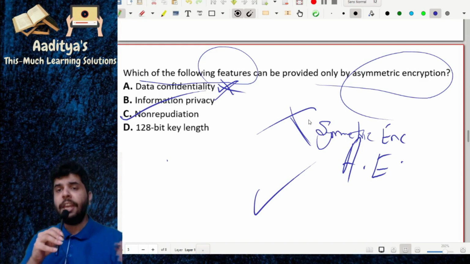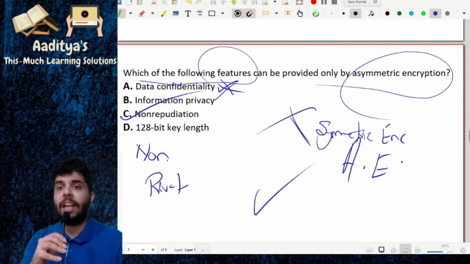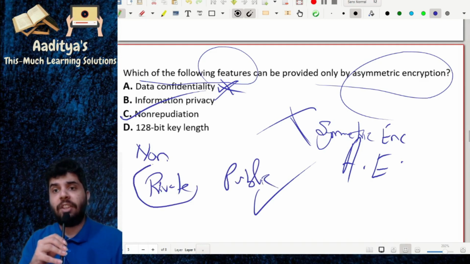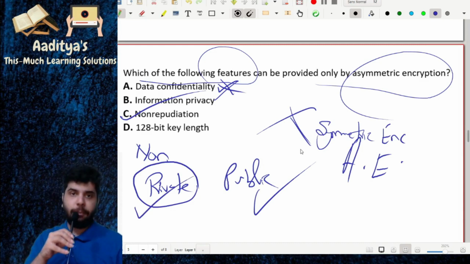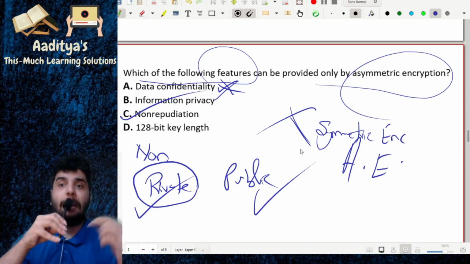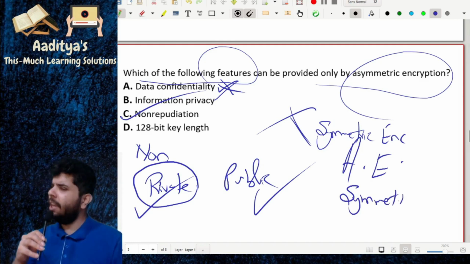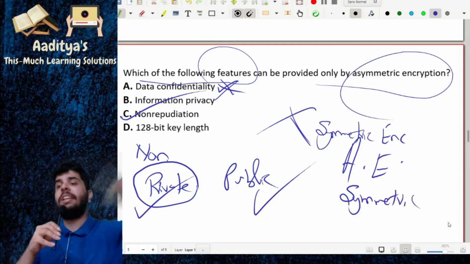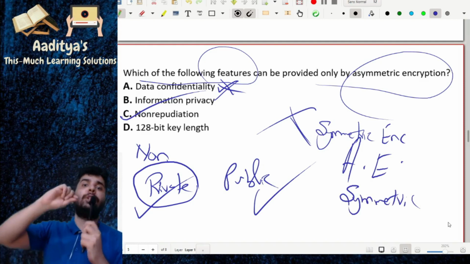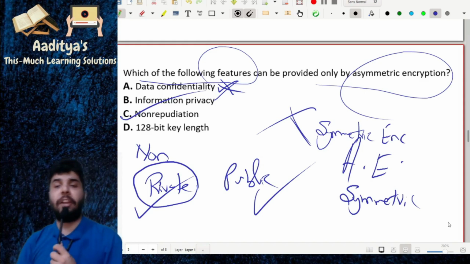Now, in case of non-repudiation, we need what? Private key as well as public key. Right, so basically if the sender encrypts using the private key, in that case non-repudiation is established. But in case of symmetric encryption, both the keys are same. The key with which you encrypt and the key with which you decrypt, both the keys are same, but that's not the case in asymmetric encryption.